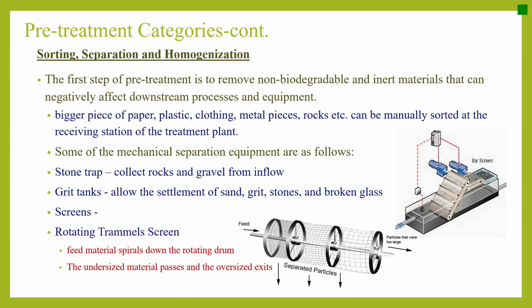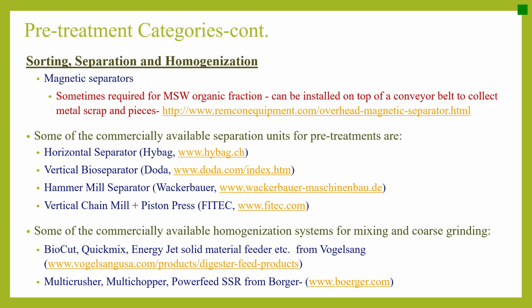Grit tanks that allow the settlement of sand, grit, stones, and broken glass. Screen. There's a screen image at the side, and that takes also the bigger pieces of contaminants from the inflow. Rotating trammel screen, also shown in the picture, that feed materials spiral down the rotating drum and the undersized material passes and the oversized exits. Magnetic separators, they are sometimes required for MSW or organic fraction, and they can be installed on top of a conveyor belt to collect metal scrap and pieces.